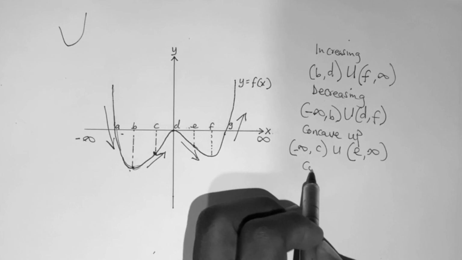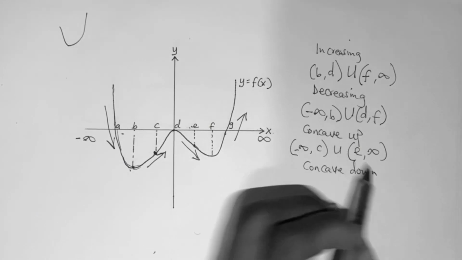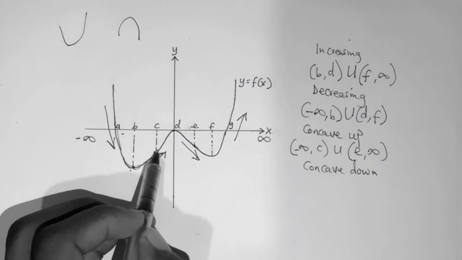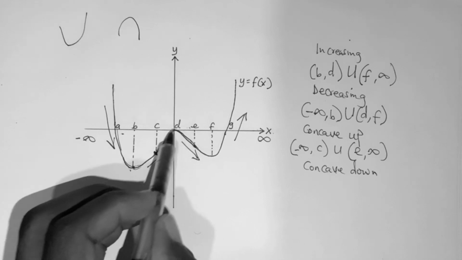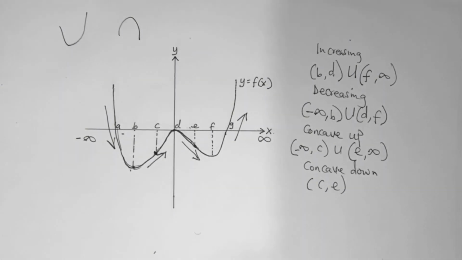Now let's talk about the concave down. Concave down looks like this. So you can see that this is the region in which the function is concave down. So we are talking about c and e.